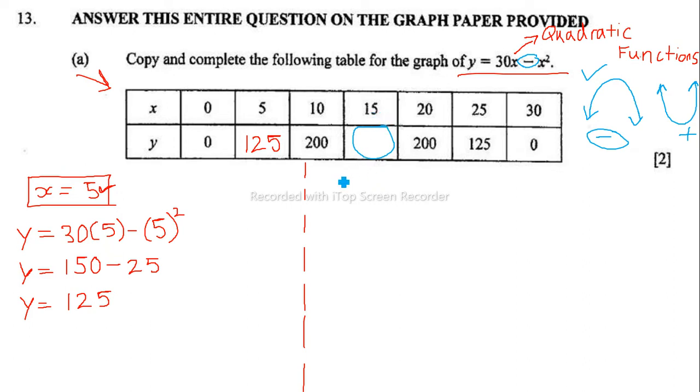So x is equal to 15 in this case. What do y'all get for y when x is 15? Anyone did it? So y is equal to, so we're still using the same formula, this quadratic equation that they give us. So it's going to be 30x. Oh my goodness, x is 15, so we have to replace that. It's going to be 30 times 15, minus 15 squared.